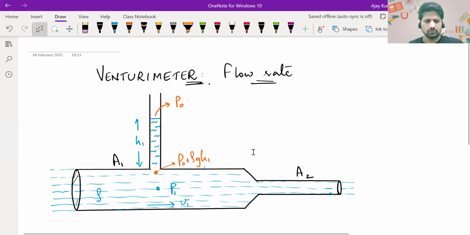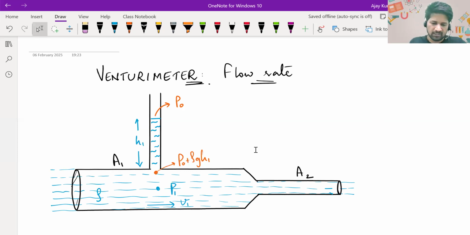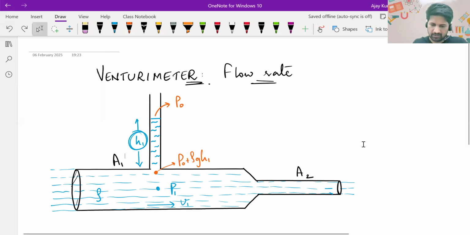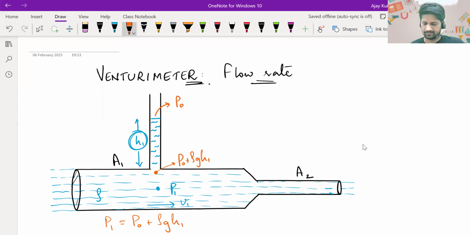Let's assume the actual pipe in which the liquid is flowing is quite narrow. What I mean is this height H1 should be very long compared to this diameter. If the diameter is negligible compared to the height of liquid in that column, P1 itself can be taken as P naught plus rho g H1. So we know the pressure at point 1, P1, is P naught plus rho g H1. Depending on the pressure there, liquid will rise to a certain height and settle.